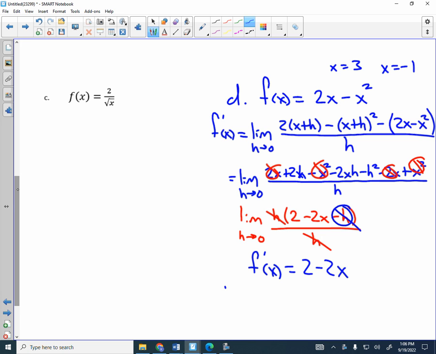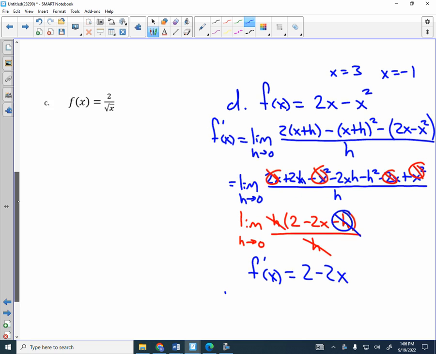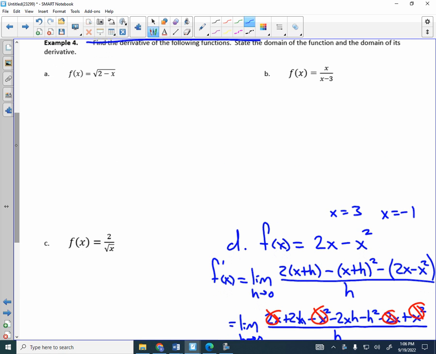Ready for a slightly more challenging example? Okay, let's look at letter A. I would like to find this derivative. Now, anybody know the domain of that function? X can be 2 because 2 minus 2 is 0. X has to be less than or equal to 2.